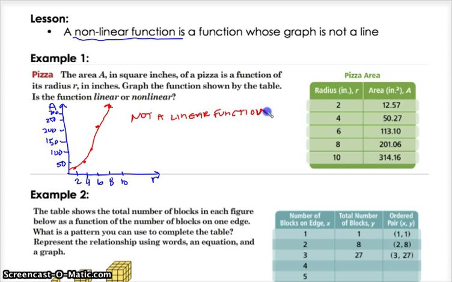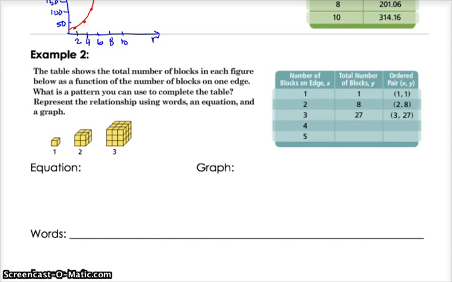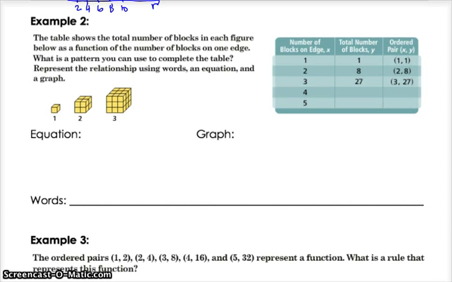That's a backwards N. There we go. Moving on to example 2. I'm going to take it one step further. I need to now find the pattern and then we'll identify whether it's linear or nonlinear, and we'll explain this using words, a graph, an equation, and we'll finish the table.